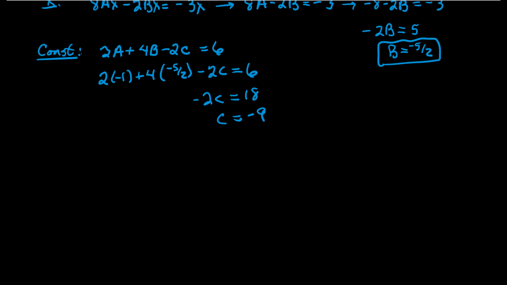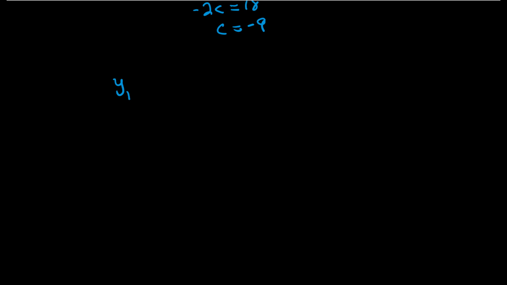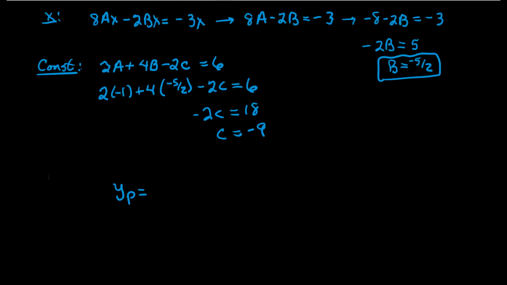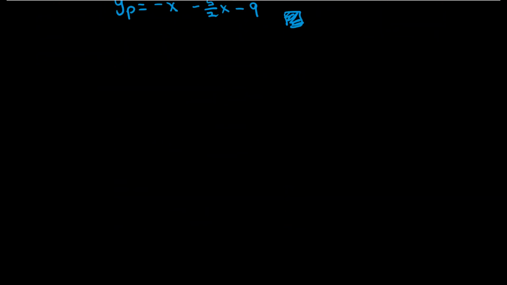Okay, that then gives us our final solution, our particular solution, y of p, is going to be our a value times the x squared term, so that's going to be a negative x squared. Our b value is going to go negative 5 halves times the x, and then our c value is going to wind up being the minus 9. So there's our particular solution for this third problem. All right, so with that one under the belt, let's move on to a fourth one.